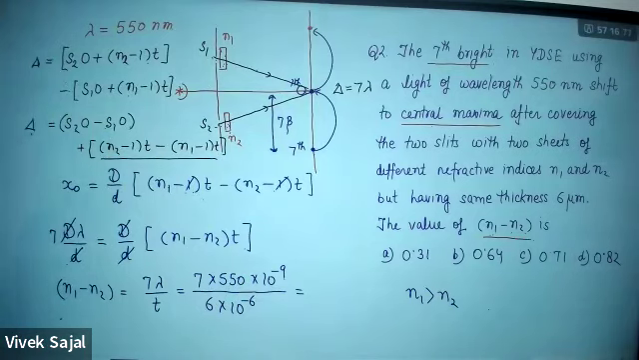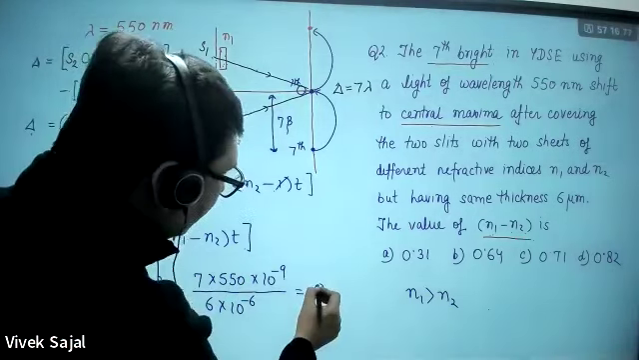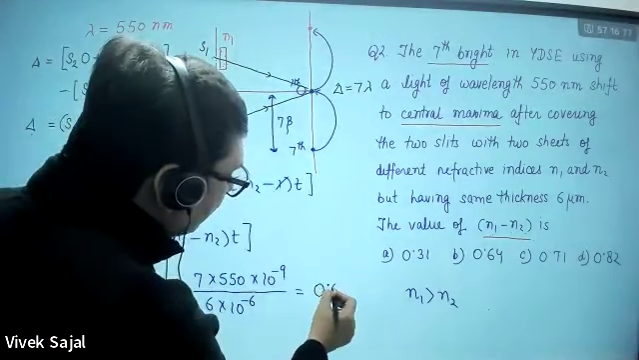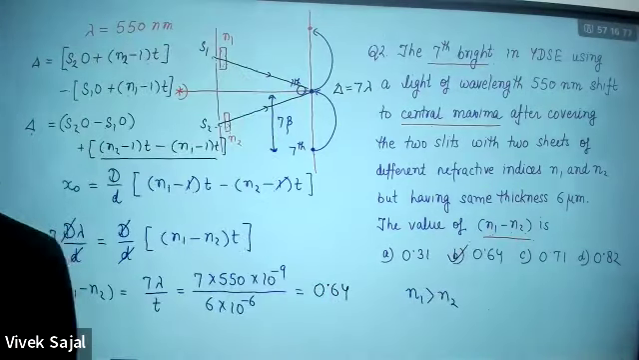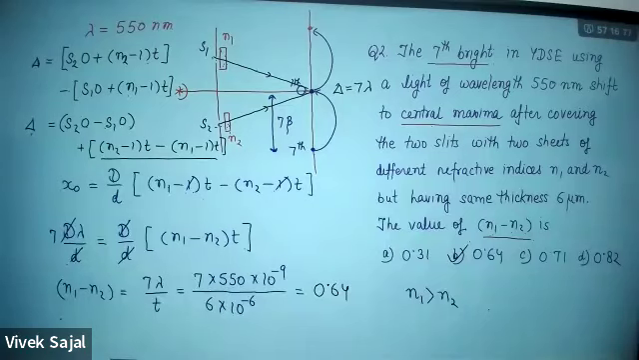So what will be the answer? Anyone calculated? This will be 0.64. 0.64. This was the next question, beta. Please note it down. And then I will go to the next.